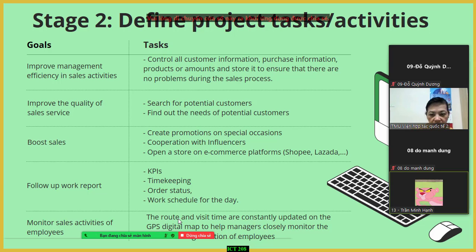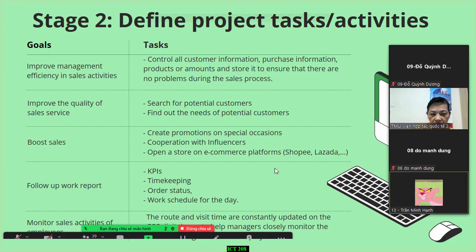In sales activities, we have to control all the customer information, purchase information, products or amounts and store it to ensure that there are no problems during the sales process. The next goal is to improve the quality of sales service. That is to search for potential customers and find out the needs of potential customers.